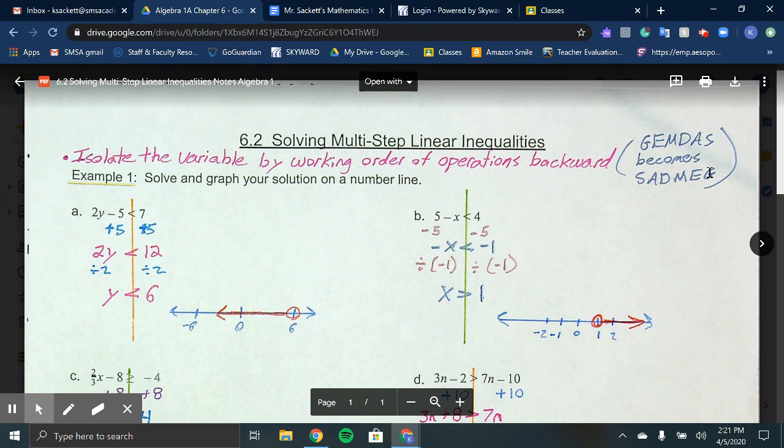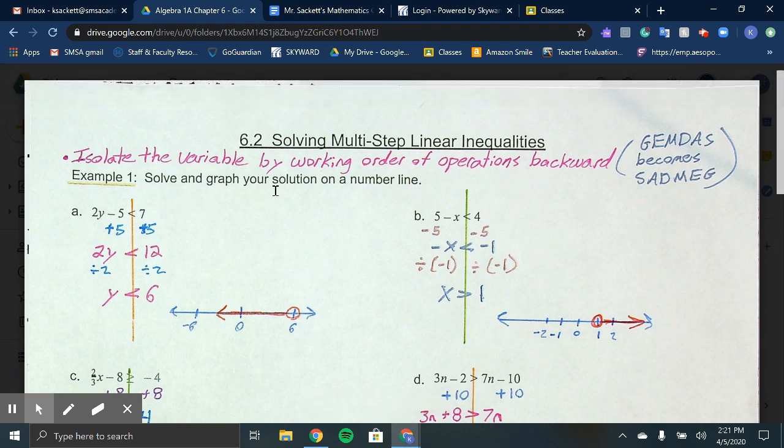Then, in example 1, after we solve, they'd like us to graph the solution on a number line, just like in 6.1. If it's purely less than or greater than, you use an open circle. If it's less than or equal to or greater than or equal to, you use a filled in circle.